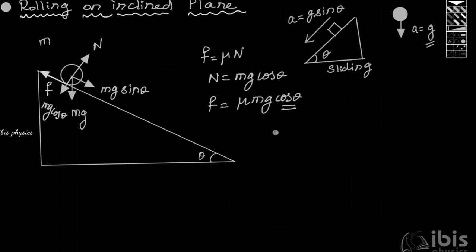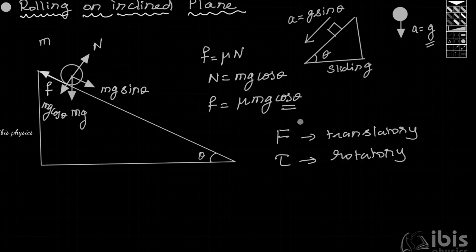So what causes translatory motion is force. Force causes translatory motion, and torque causes rotatory motion. Force is mass into acceleration. Torque is, there are two things. For force, the mass is the inertia, and here it is moment of inertia I. The acceleration is a, translational acceleration or linear acceleration. Here it is the angular acceleration alpha.